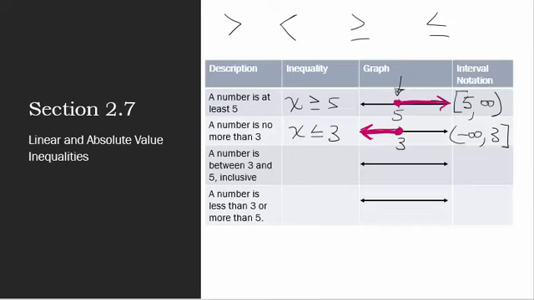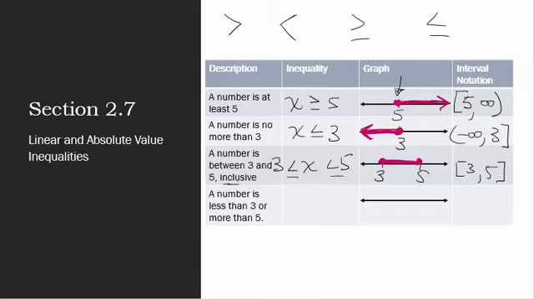Next, a number is between 3 and 5 inclusive. So x is between 3 and 5, and inclusive means to include. So put equals under each of the inequality symbols. On our graph, I draw 3 and 5 in order, and I shade in between them, with the 3 and the 5 shaded as well. And so that must mean our interval notation would be bracket 3, comma 5, and then another bracket.